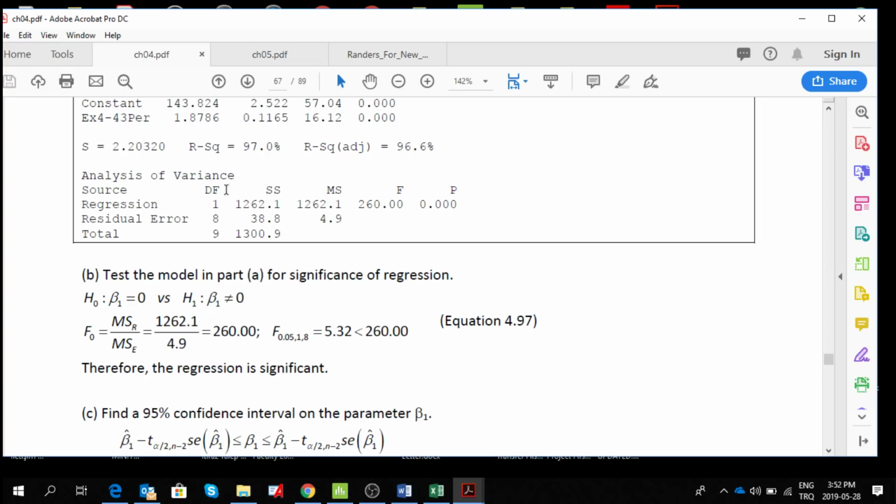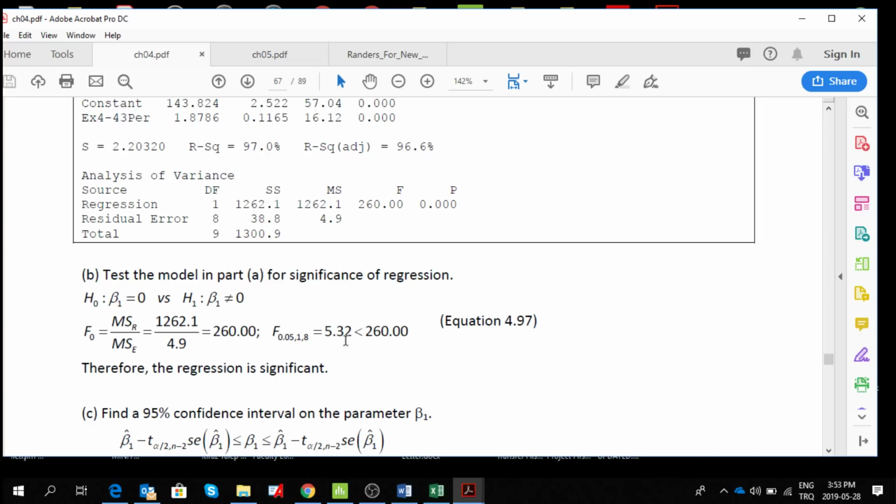In the analysis of variance, MS of regression, mean square regression, is 1262.1, it's in here. Mean square error is 4.9. If we take the ratio, we get F0. We also need to find F alpha with degrees of freedom 1 and 8, in here. We go to the F table and we find that this is 5.32.